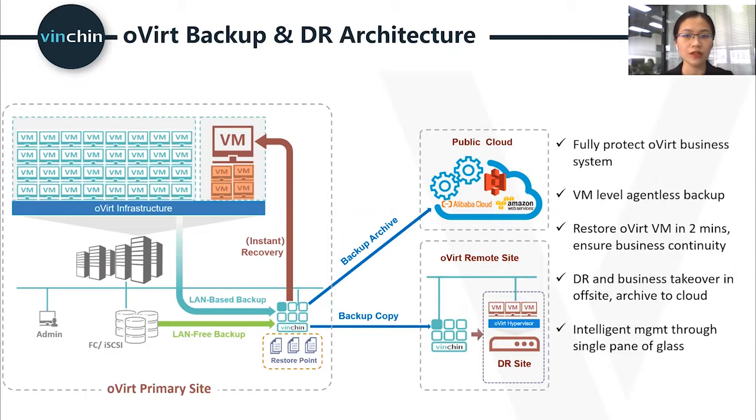This architecture clearly shows our multi-directional protection of the oVirt environment. We adopt an agentless mechanism to back up oVirt VMs directly from the hypervisor layer, hugely reducing deployment time. We also use LAN-free data transfer to back up oVirt VMs from FC and iSCSI production storage. We can also quickly recover the business within a few minutes, minimizing RTO to the minute level. In the meantime, we allow you to keep multiple backups in different locations and be able to take over business in case disaster happens to the primary site.